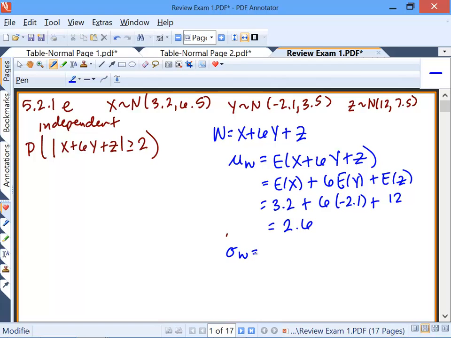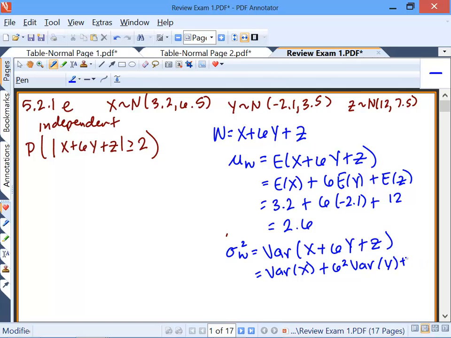And we need to find the standard deviation for W. It's usually easier if we start by finding the variance for W first, because we know the variance rules. So this is the variance of X plus 6Y plus Z. We know that if they're independent random variables, which they are, we can just add the variances. So this would be the variance of X plus, what happens with my 6? It comes out as a 6 squared. Variance of Y plus variance of Z.